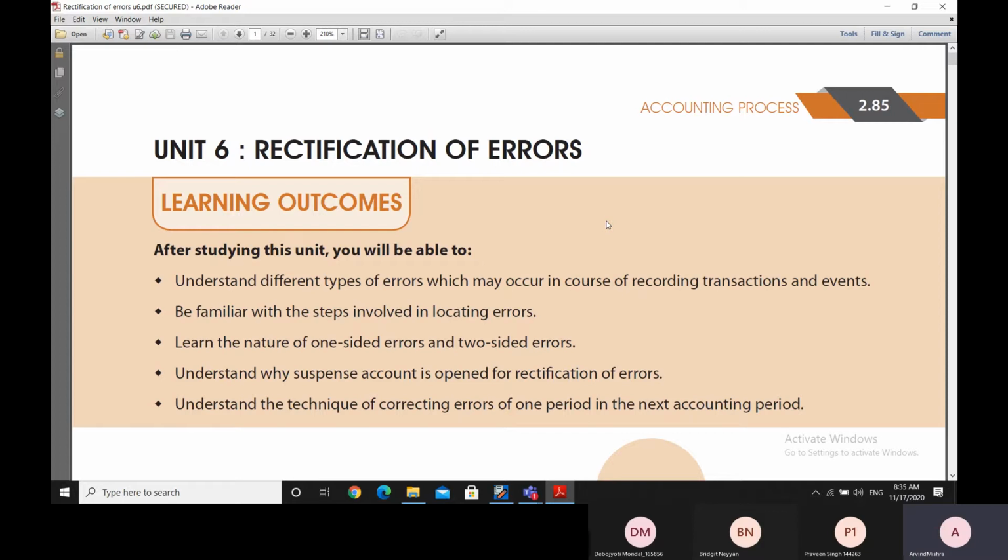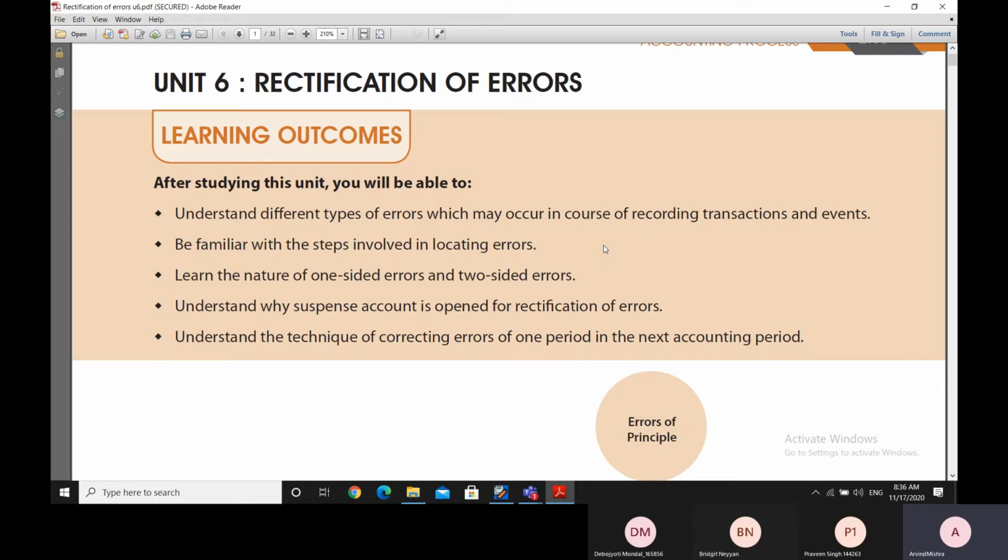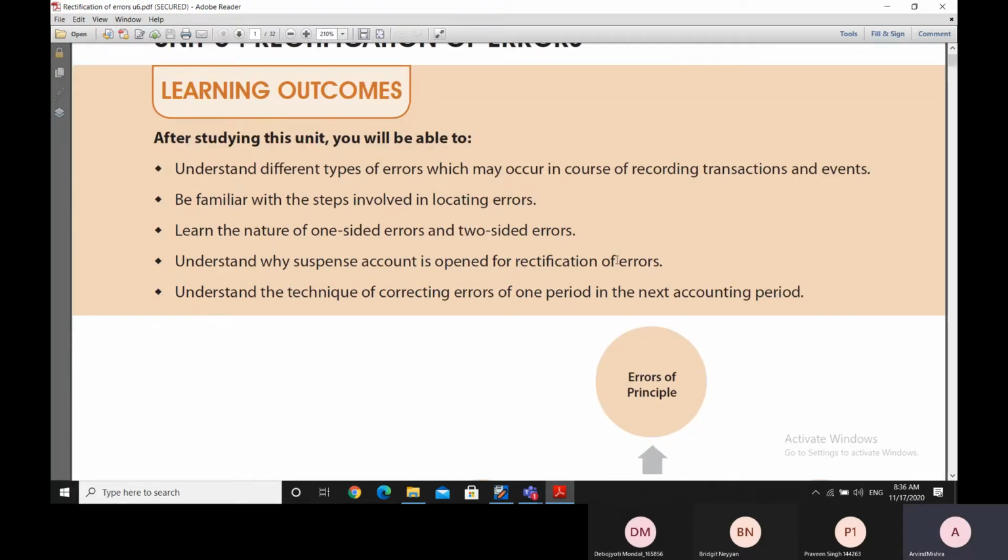In this unit, we will be studying what are the different types of errors that may occur while recording the transactions and events. We will also become familiar with the steps involved in locating those errors. We will understand the nature of the one-sided errors and two-sided errors. We will also understand why suspense account is opened for rectifying the errors. And we will also see how the errors of one financial accounting period are corrected in the next accounting period.